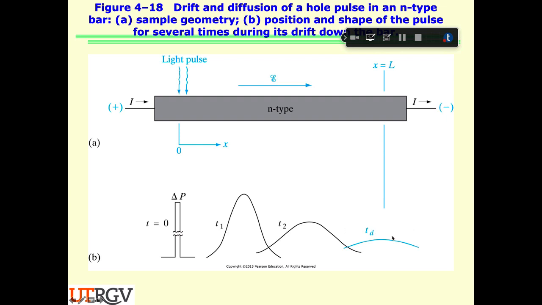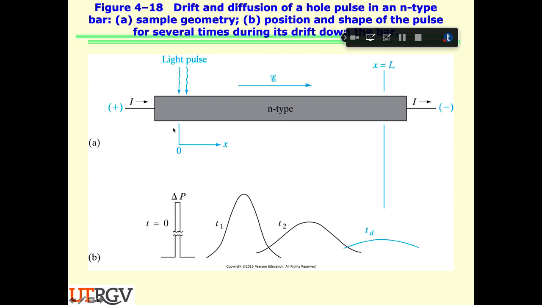And while it's moving, it's also going through diffusion, so it's spreading out because of diffusion. What we can do is measure the excess hole concentration at any point down the bar on the right hand side. That can tell us exactly how much the pulse has spread, and the time required for holes to drift a given distance, and that will give us a measure of the mobility. On the other hand, the spreading of the pulse during a given time will be used to calculate the diffusion coefficient. So in this figure, we see a pulse of excess carriers at x equal to 0.